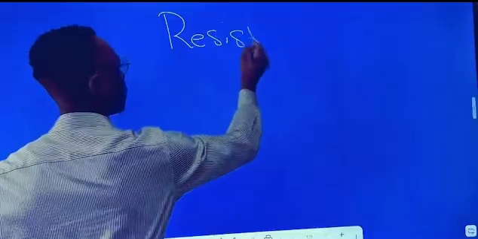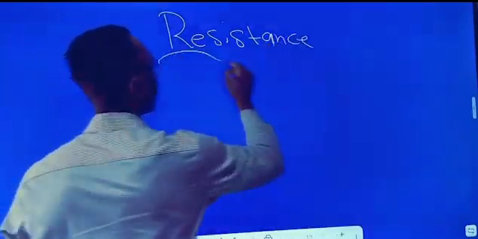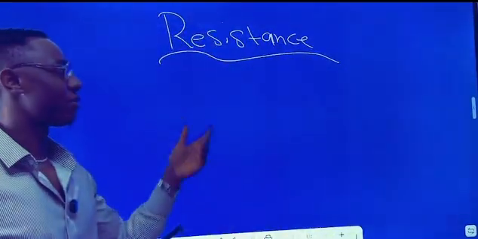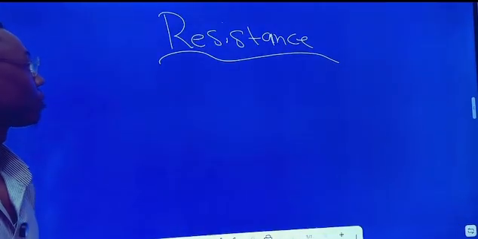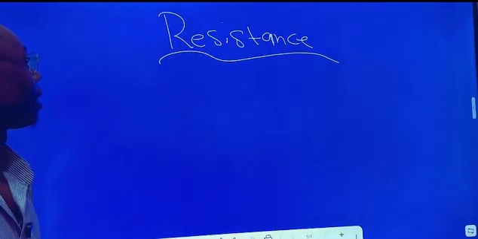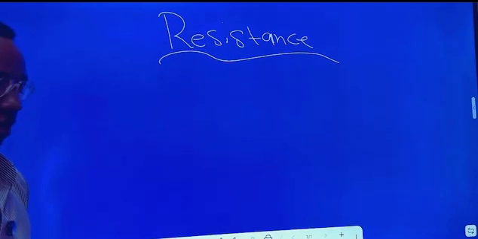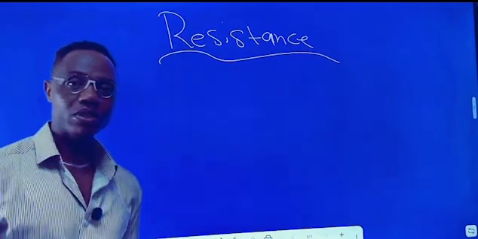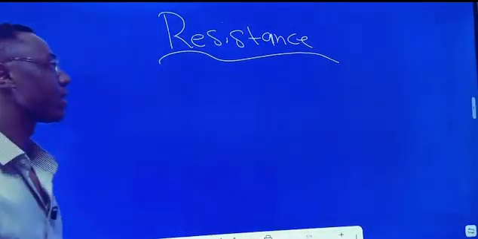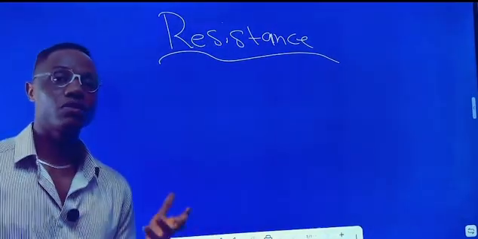Resistance. We are going to talk about resistance. After that we are going to go into the chart and identify these kinds of strategies on the chart. Resistance is the opposite of support. So guys, resistance is the opposite of support.